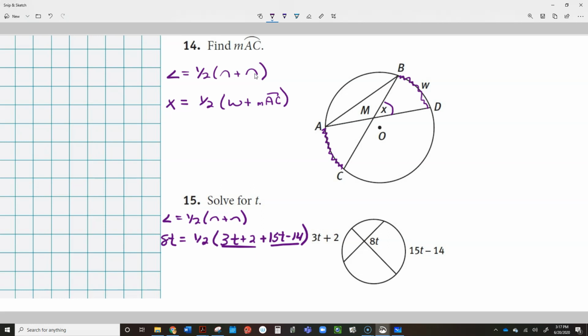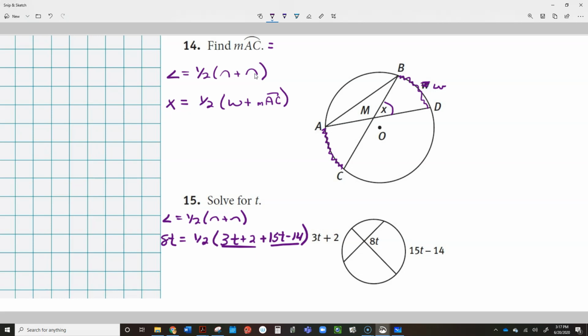One of them is labeled W, and that sure does look like a capital W, and it should be a lowercase w. So it's the measure of arc w plus the measure of arc AC. Now, they want us to find the measure of AC. Most of you are wanting to say, oh, the answer is 20, the answer is 100, the answer is 16, but the answer is not going to be a number this time because they don't give me enough values. They don't give me any values. So my answer, the measure of AC, is going to be an expression.